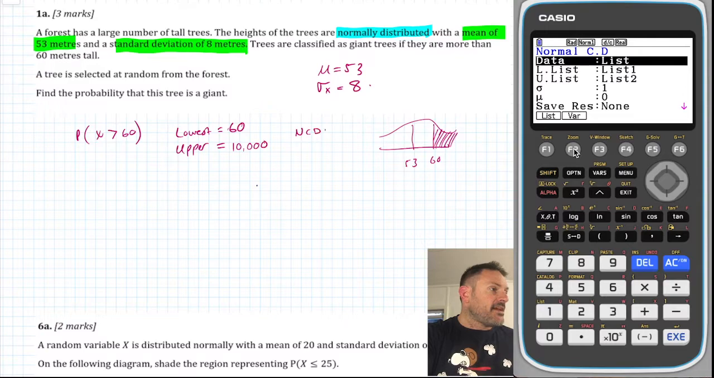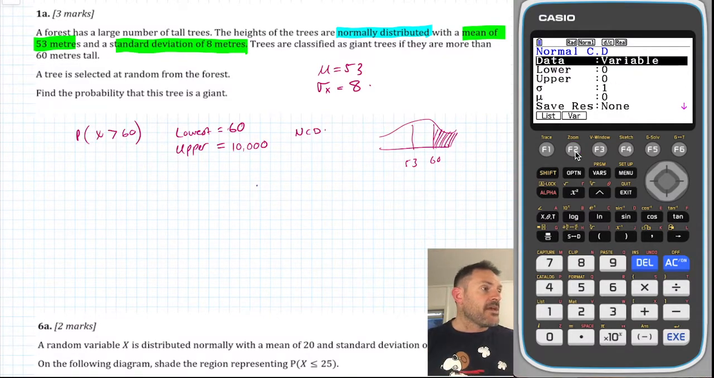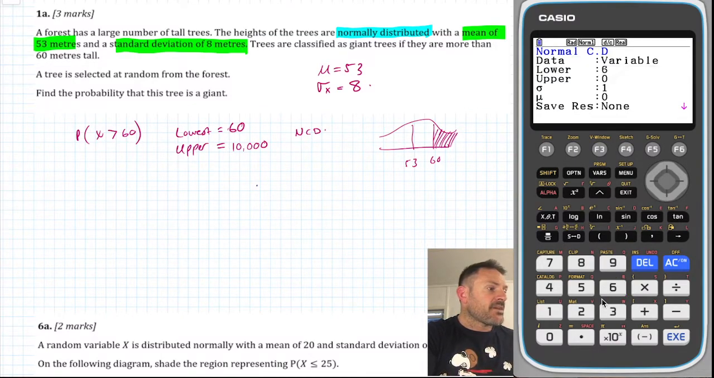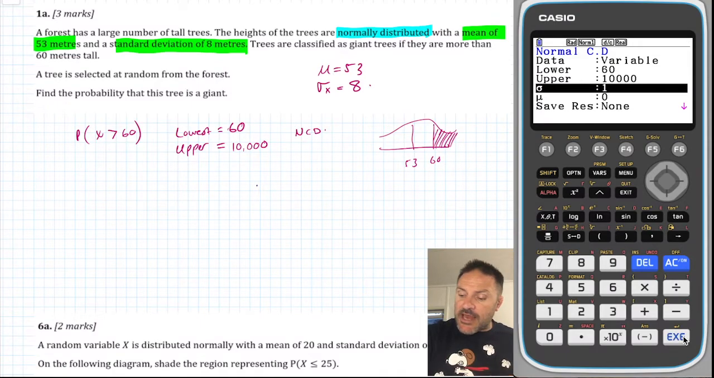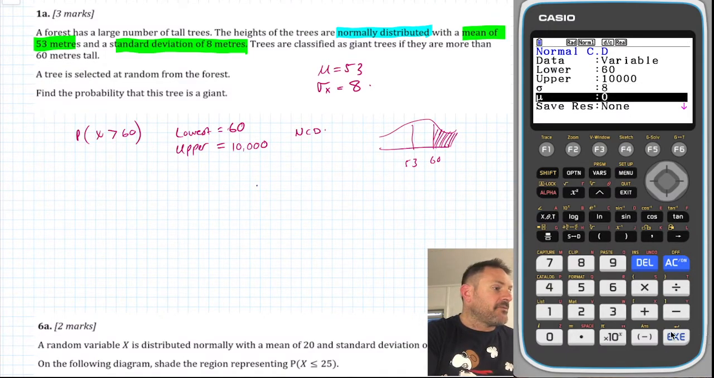I can see here that I'm going to press variable. I don't have a list of numbers there, so I'm going to press my variable. Now I'm going to go into my lower. We've said the lower was 60. We're going to put the upper as 10,000. You can put anything there if you want. You can put 1,000. You can probably put 100,000 if you want. My standard deviation, I've already said there, is going to be 8. And my mean, of course, is 53 for this example. I'm now going to go down. I'm going to hit the execute button.